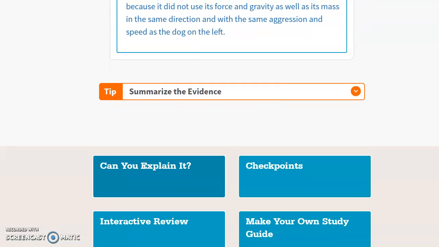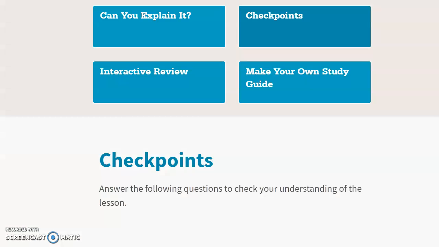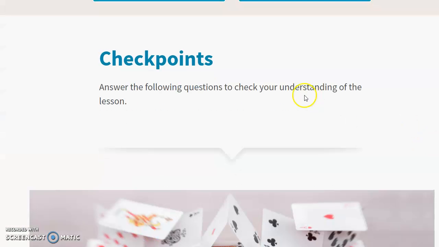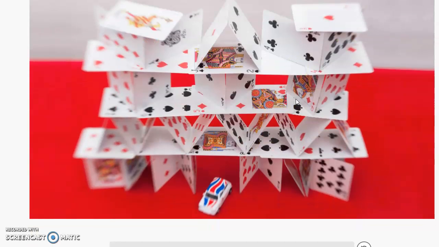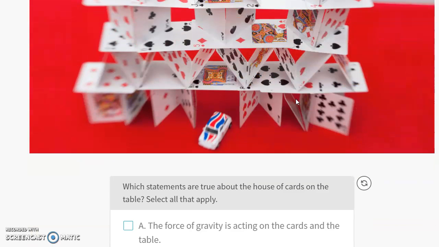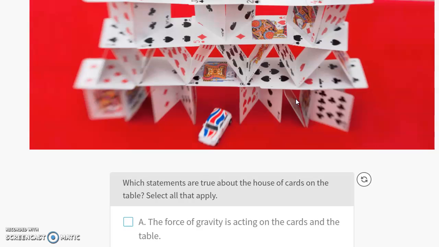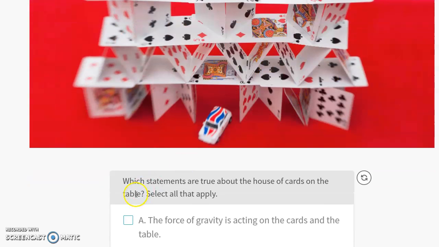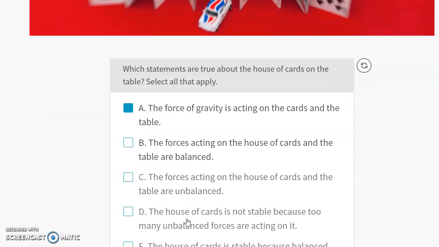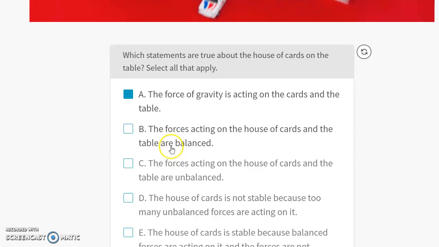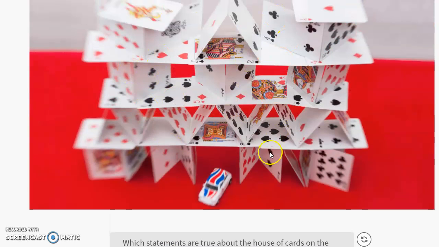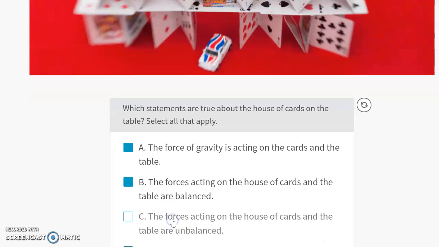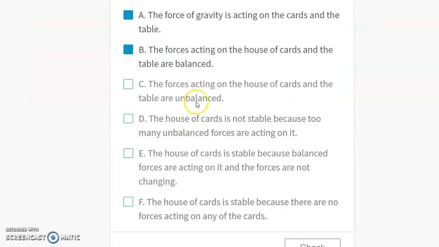All right, we explained it. Time to do a checkpoint to make sure we understood the lesson. House of cards. What's true about it? Gravity is acting on the cards and the table. Always, gravity acts on everything. The forces are balanced. They're not falling, correct? So the forces must be balanced. The forces acting on them are unbalanced. Can't be both. It's either B or C.